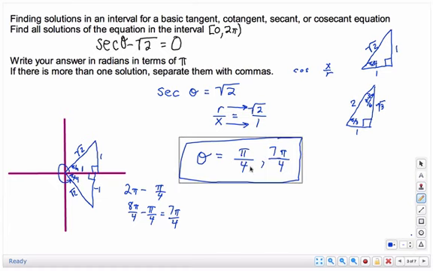And this is your answer for this equation, secant of theta minus the square root of 2 equals 0. Then theta is either pi over 4 or 7 pi over 4. Those are the values that would make that equation true. So let's look at a couple more examples.